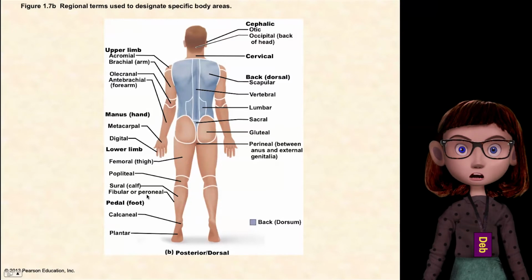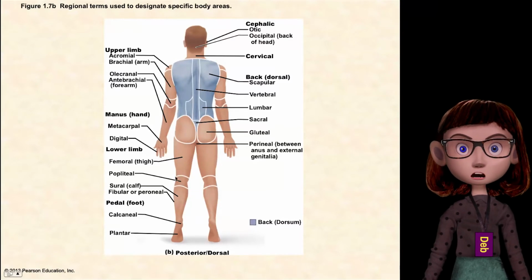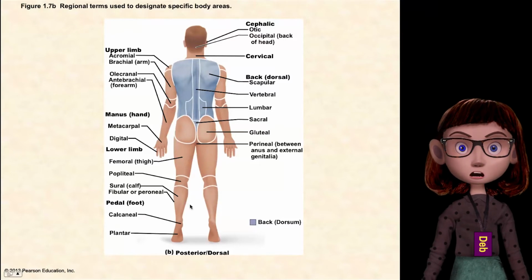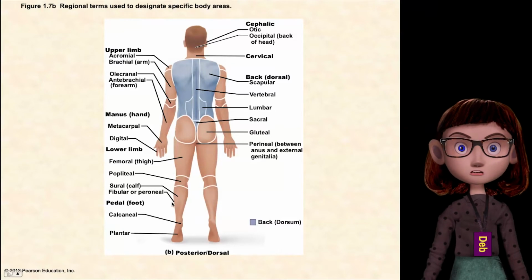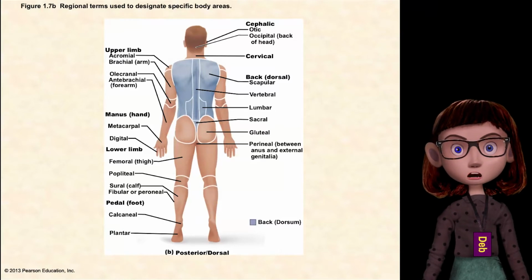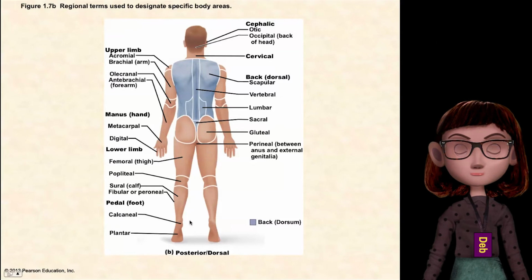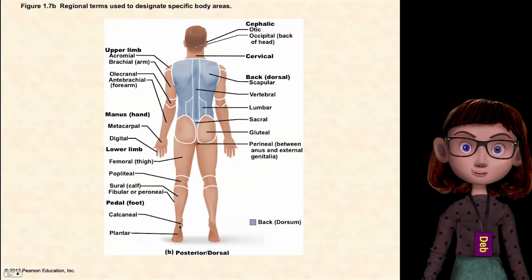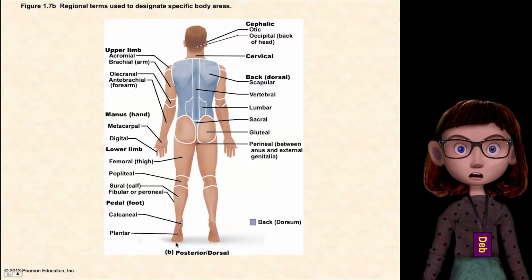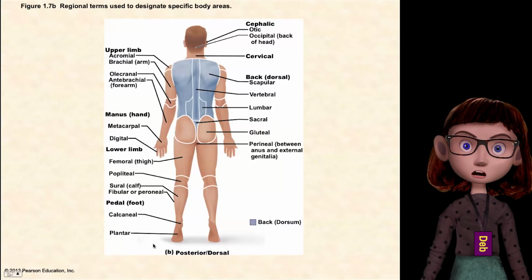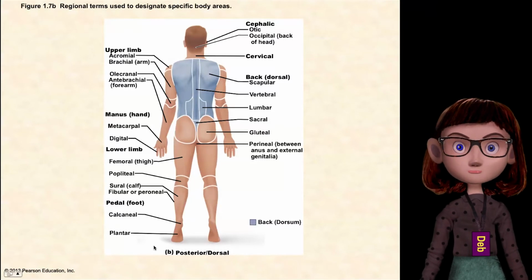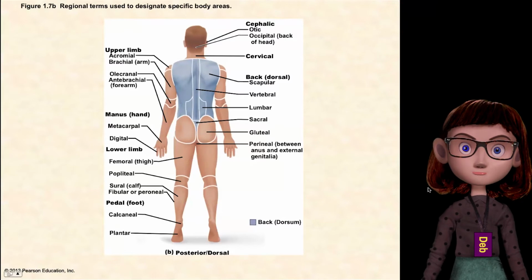The lower limb has the femoral area, or the thigh, and popliteal, which is behind the knee. The sural area is the calf, and then your fibular or peroneal area is the lateral side of the leg. The pedal area is the foot. The calcaneus is the bone that makes your heel, so that's called calcaneal, and plantar is the bottom side, or the back, actually, of our feet. I like to think of plantar like I'm planting my foot down into the soil.